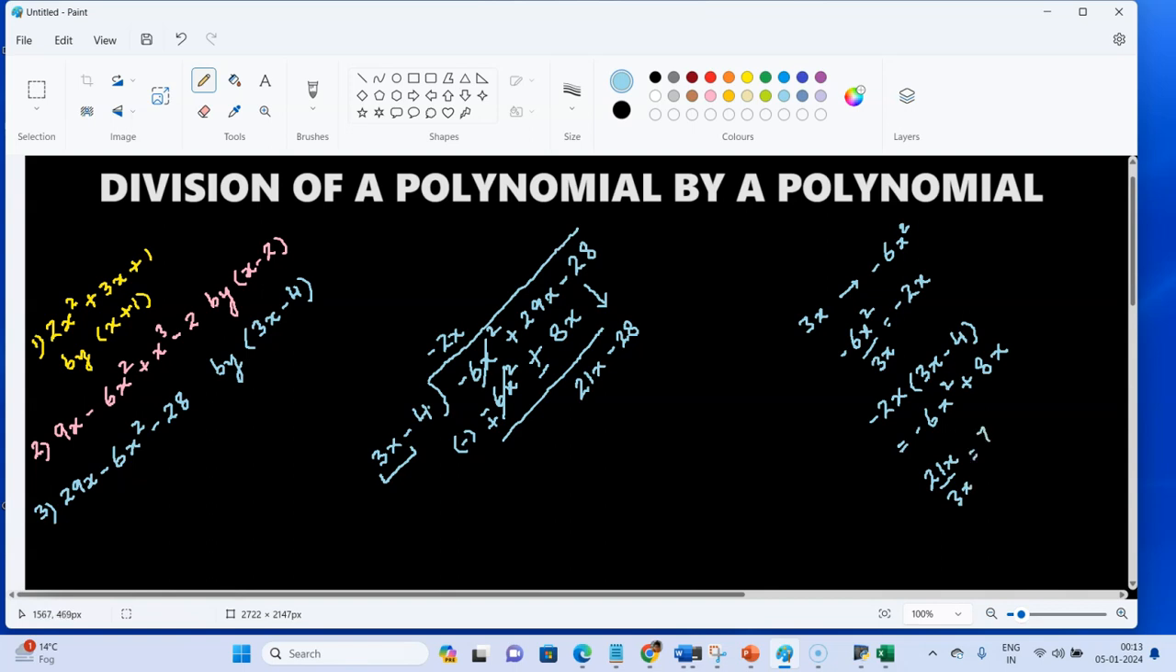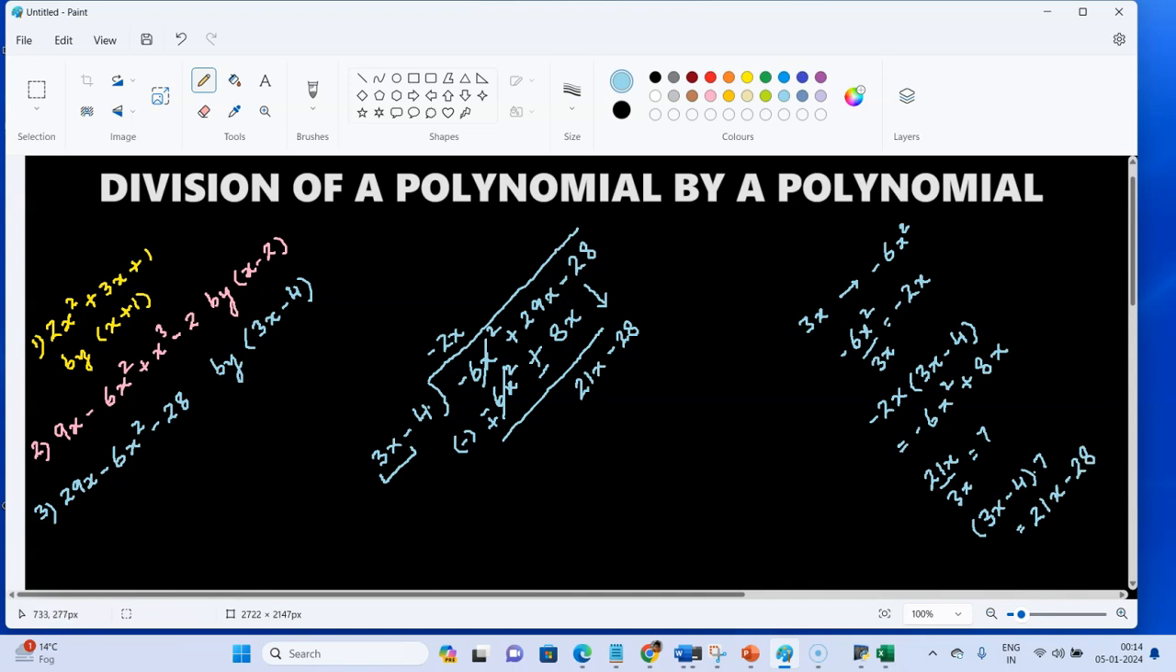That means 7 is a number by which if you multiply 3x, you will get 21x, right? And that 7 must be multiplied with the complete 3x minus 4, isn't it? Let's check it out. What could be the outcome for this 3x minus 4 multiplied by 7? This is 21x minus 28.